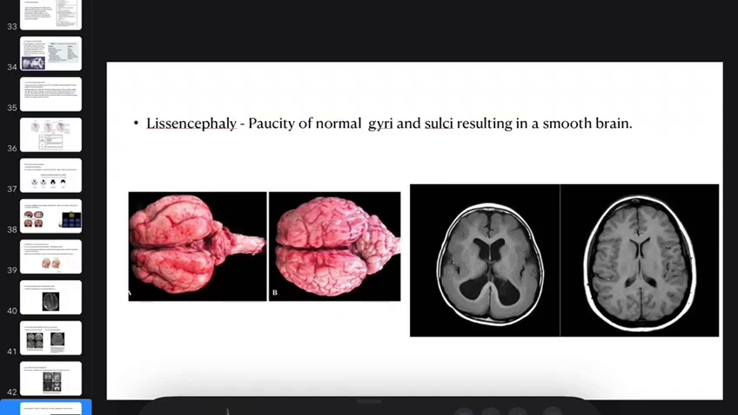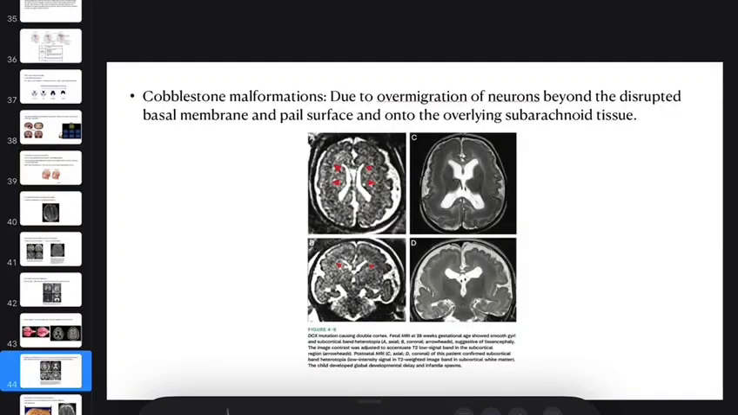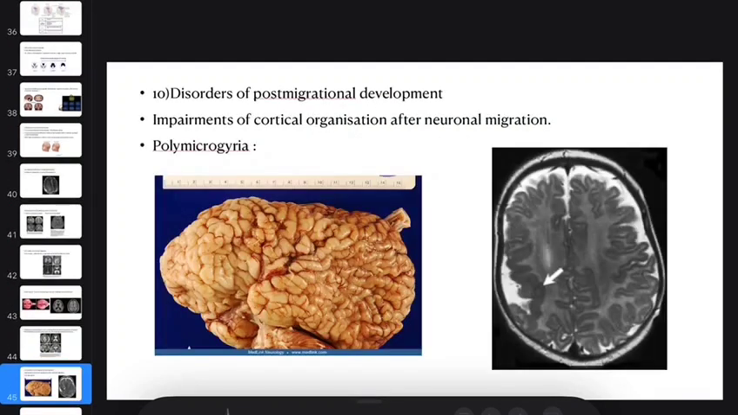Then lissencephaly, paucity of the normal gyri and sulci resulting in a smooth brain, is lissencephaly. And cobblestone malformation is due to over migration of the neurons beyond the disrupted basal membrane and pial surface and onto the overlying subarachnoid tissue. That is, the brain tissue lies below the subarachnoid tissue. This is the cobblestone malformation, which gives rise to the cobblestone appearance.